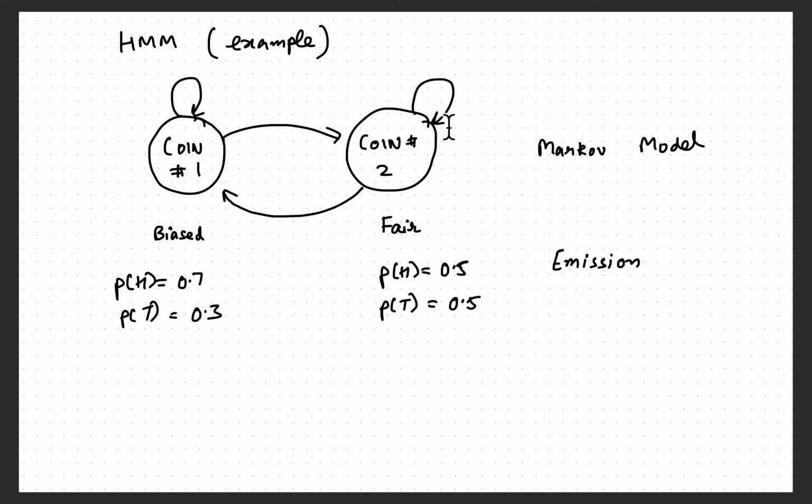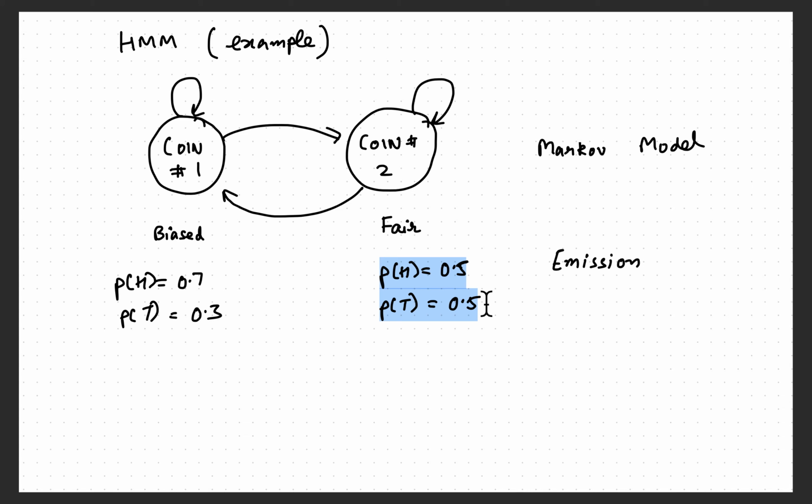The new component that we'll now see is something known as an emission. We've said that the biased coin is much more likely to produce heads compared to tails, whereas the fair coin will emit a similar likelihood of seeing heads and tails.